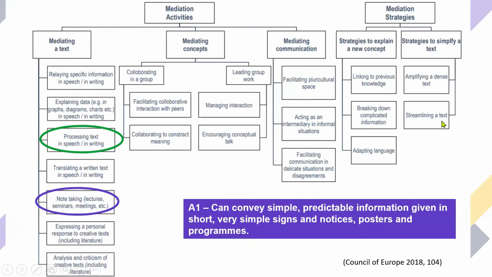Okay, so moving on to another mediation activity. In this case, it is processing a text in speech or in writing. And here we can see a statement from A1. You see again that we are going to be looking at conveying simple, predictable information in short, very simple signs and notices, posters or programs.